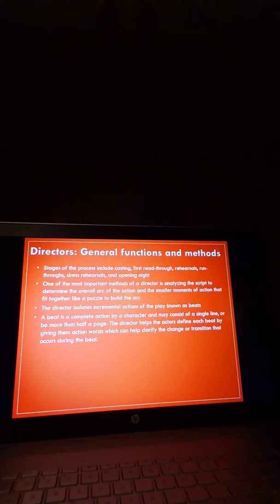So the director's general functions and methods. The stages of the process for a director include casting, first read-through, rehearsals, run-throughs, dress rehearsals, and opening night. One of the most important methods of a director is analyzing the script to determine the overall arc of the action and the smaller moments of action that fit together like a puzzle to build the arc. The director isolates incremental actions of the play, known as beats, and a beat is a complete action by a character and may consist of a single line or be more than half a page. The director helps the actors define each beat by giving them action words which can help clarify the change or transition that occurs during the beat.